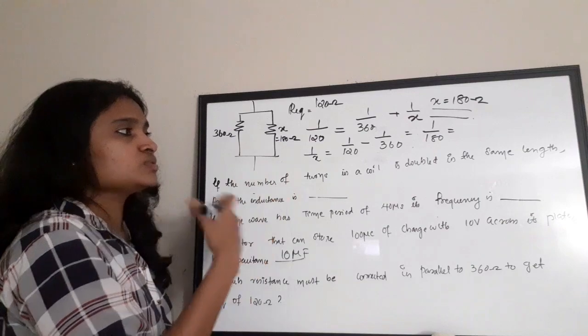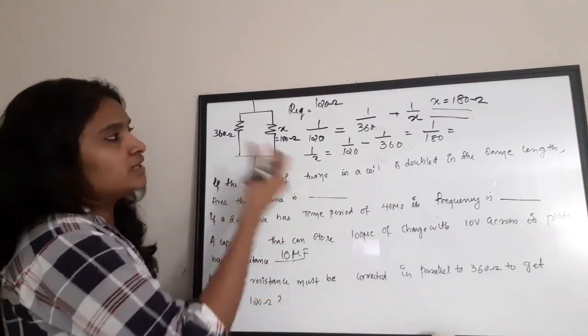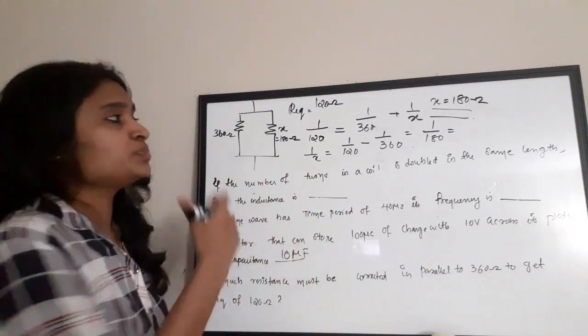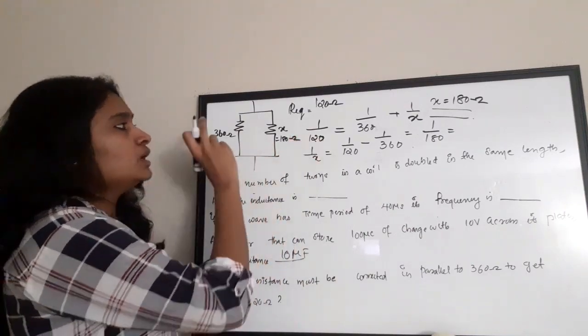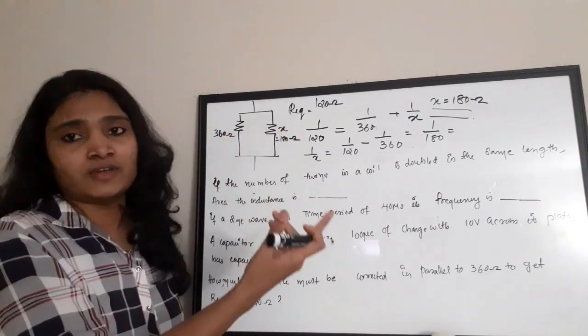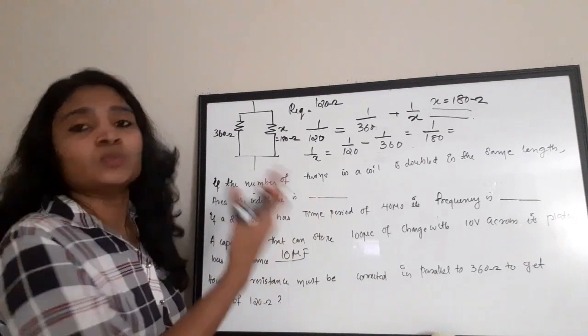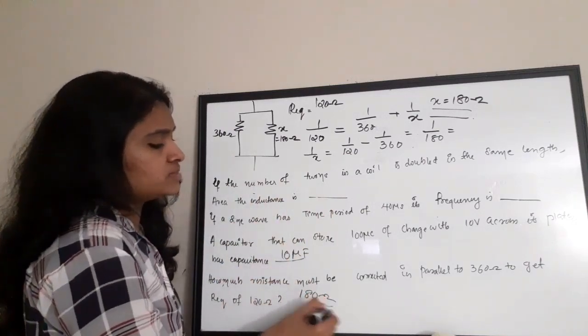This type of problems I have also seen in various question papers. So just have an idea of how to approach this type of problems. You will be given the equivalent value, and one value of the combination will be given. You have to find the other value. Just apply the parallel equation. Okay. Anyway, the correct answer is 180 ohms here.